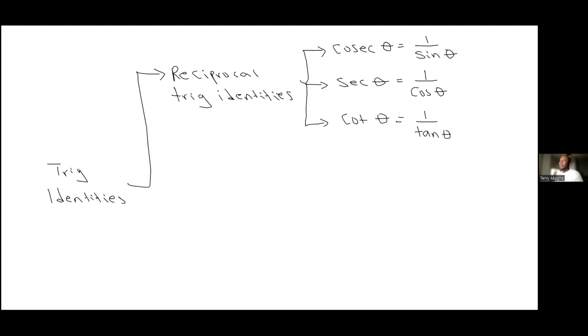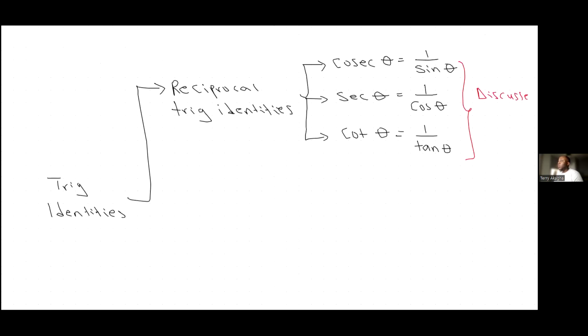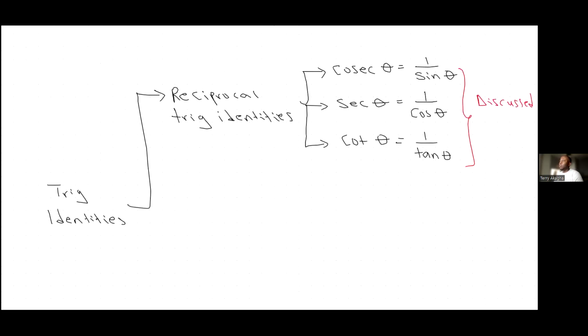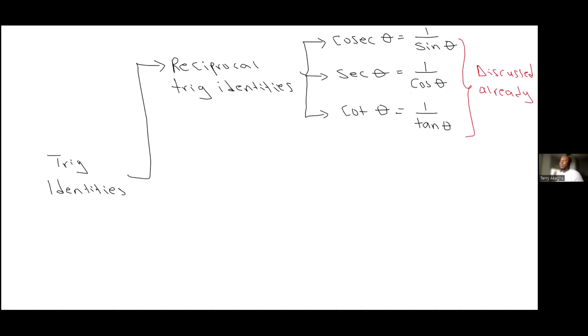So these trig identities, I've discussed in other videos. So all these ones I've discussed already in other videos. So please go back to the playlist and have a look at it, all right? So I talked about the cosec, the sec, and the cot, but I'm just mentioning them here for completeness, all right?